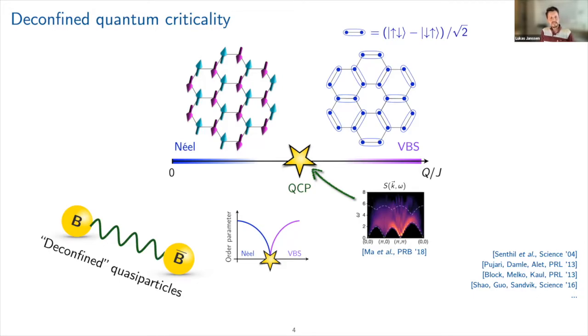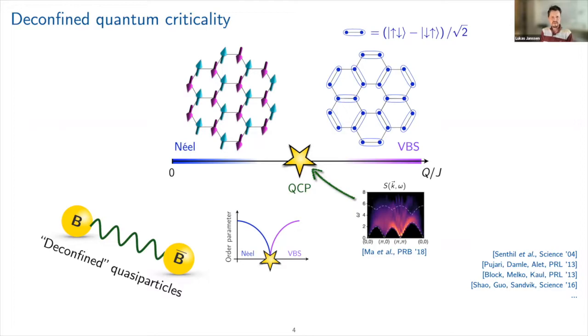So in that sense, it's an unconventional quantum critical point between two fully conventional phases. This transition is characterized by new fractionalized degrees of freedom, which can be understood as constituents of the original degrees of freedom the system is made of microscopically. And these fractionalized degrees of freedom interact via an emergent gauge field.